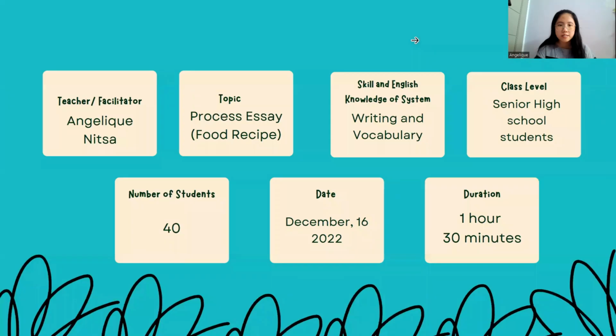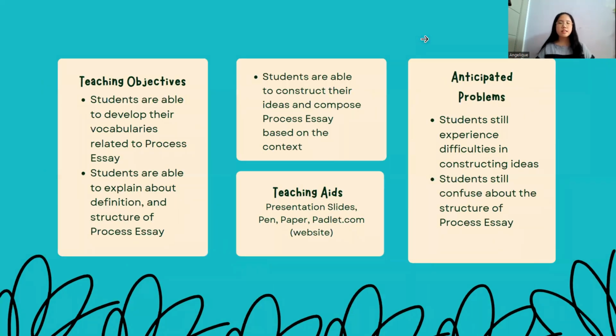So here are the details. As the teacher, I teach process essays focusing on food recipes. The skills and English knowledge systems are, of course, writing and vocabulary, with a total duration of 1 hour and 30 minutes. Next, the teaching objectives are that students are expected to develop their vocabularies and ideas and be able to explain things about process essays. The rest of the information can be seen on the slide.